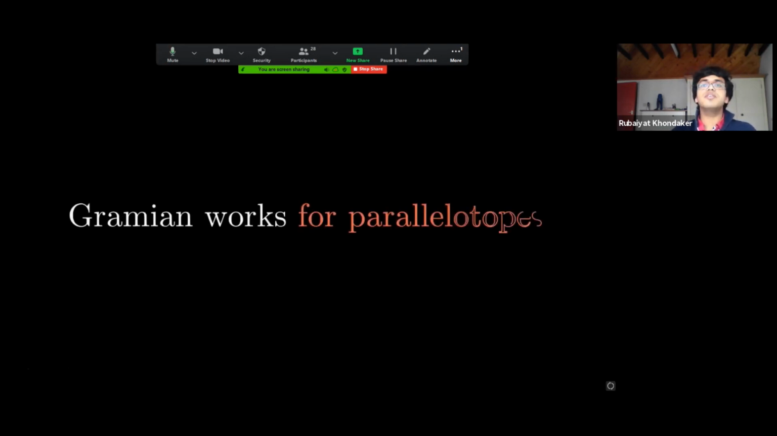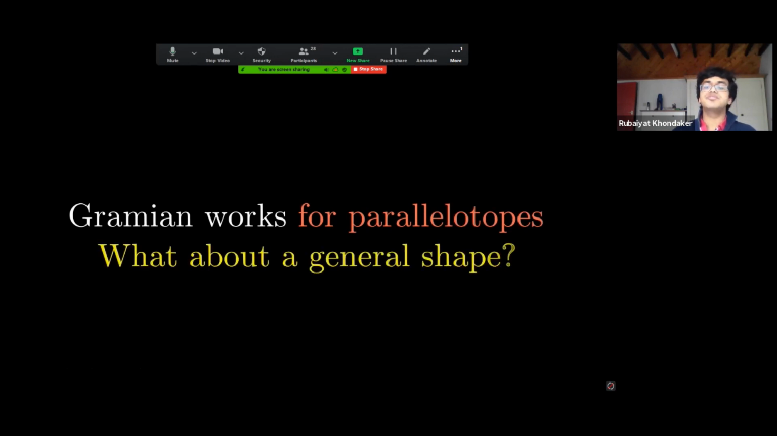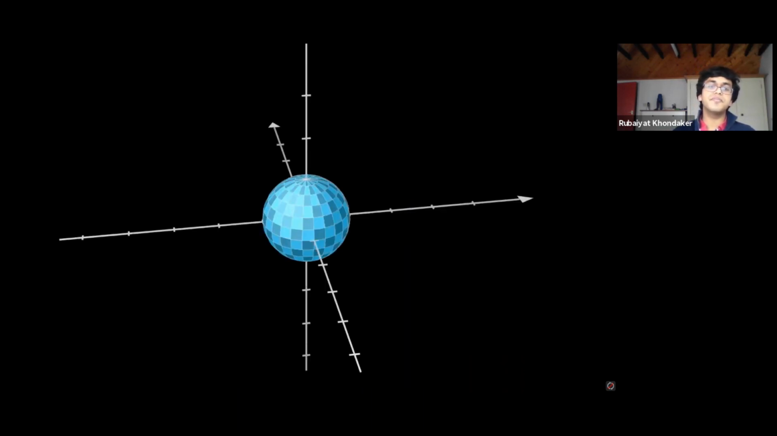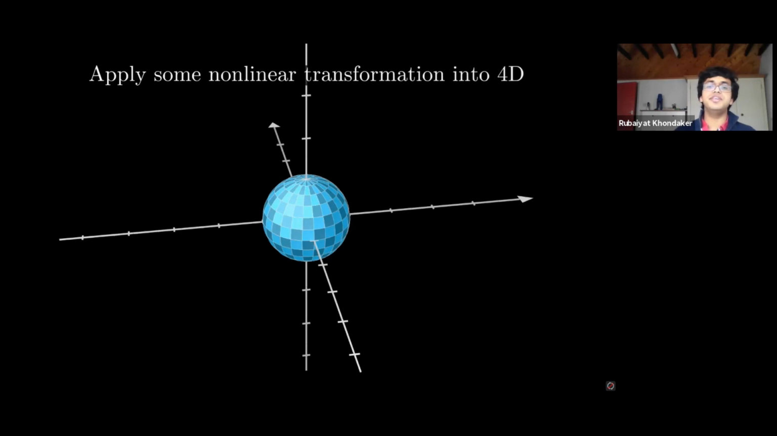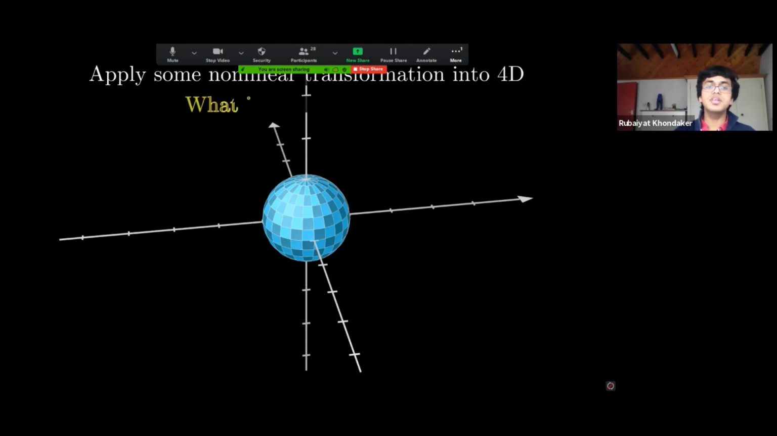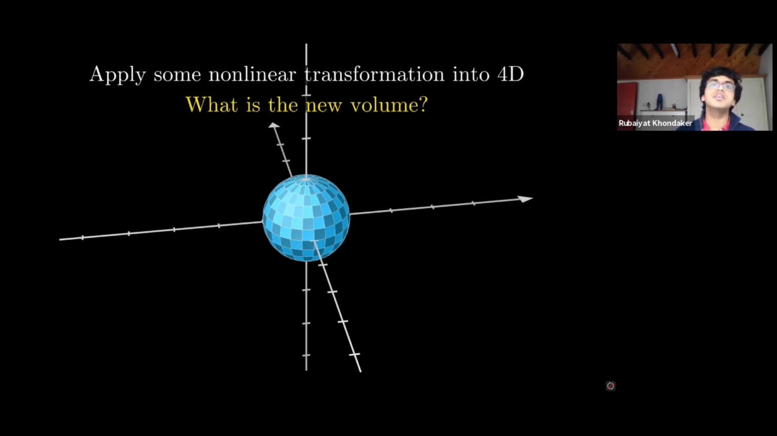So, we know that the Gramian works for parallelograms, parallelepipeds, and so on in general. What about a general shape, like a sphere, for example? If I took a sphere and applied some weird nonlinear transformation that took it into 4 dimensions, I can write x1, x2, x3, x4 in terms of x, y, and z, for example. Then what would its new volume be? It feels like we have enough information to figure that out, right? If we know exactly what the transformation is, we should be able to figure out the new volume.